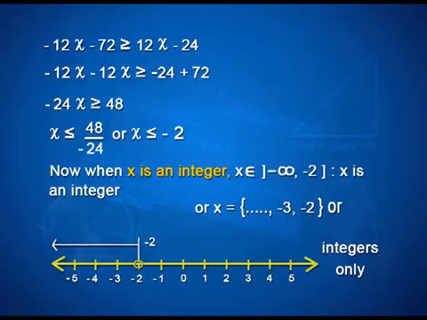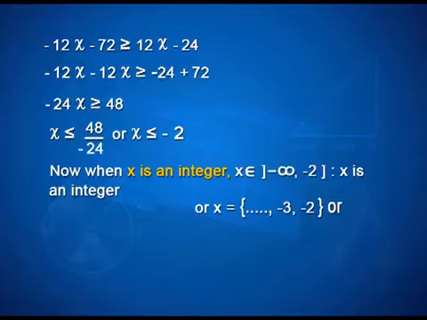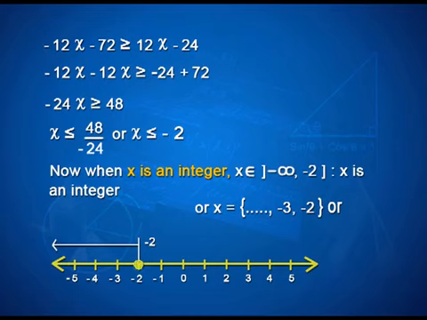Now, let us express our answer when x is an integer in terms of interval, set and number line. X belongs to minus infinity to minus 2 interval with open bracket at minus infinity and close bracket at minus 2, such that x is an integer. In the set form, it will be expressed as shown on the screen, and it has to be expressed on the number line. It will be again as shown on the screen. Note the colored circle at the point minus 2 and the arrowhead pointing on the left of minus 2. Note again that this number line will be considered for integers only.